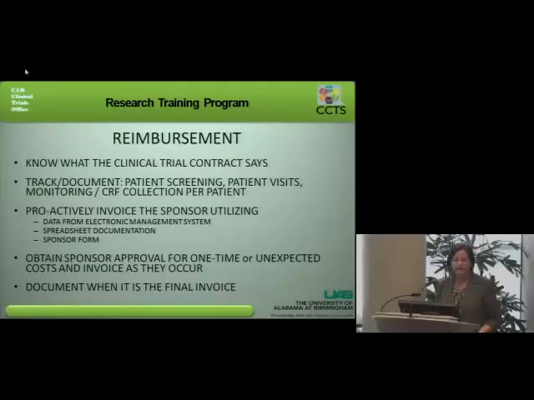So as I said, you want to look at what those reimbursement issues are. Know what the contract specifies. Then you're going to need to develop a methodology for tracking and documenting your patient screening, the visits, any monitoring that occurs, CRF collection per patient, so that you know at any given time where your enrolled study participants are, so you know what you are owed.